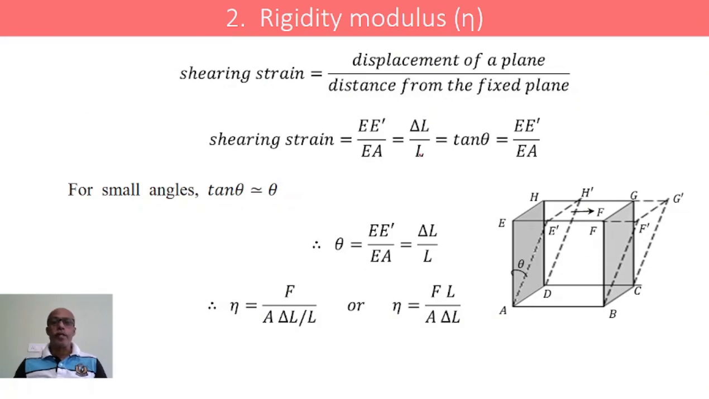Now, shearing strain is the displacement of a plane divided by the total distance from the fixed plane. Shearing strain can be evaluated like this.